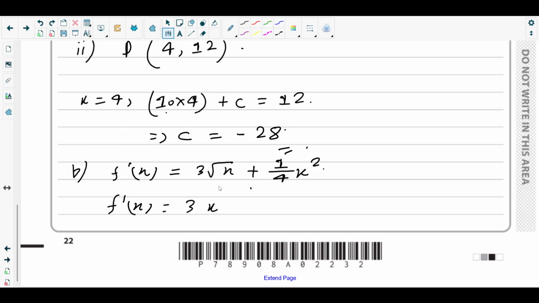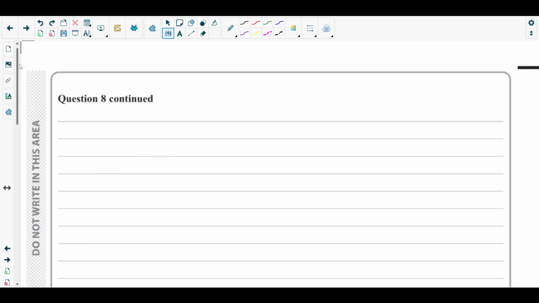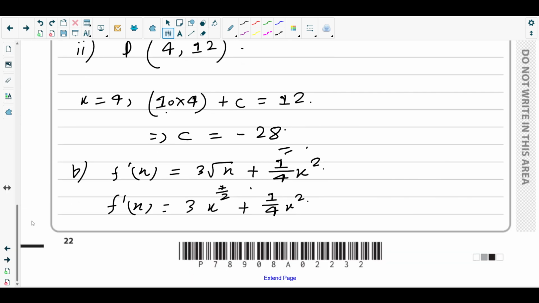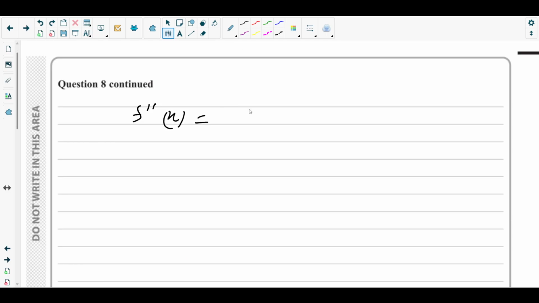Okay, so 3x to the power half plus 1 over 4 x squared. Now we can differentiate it to get the second derivative of f of x. If you differentiate, we know that the coefficient will be multiplied by the index of x. So 3 times half, x to the power, and then we will subtract 1 from the power.